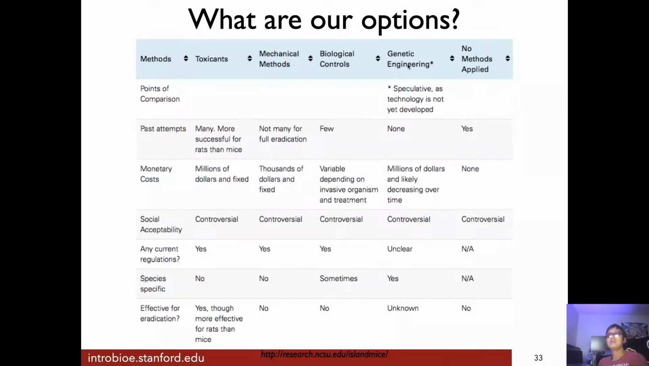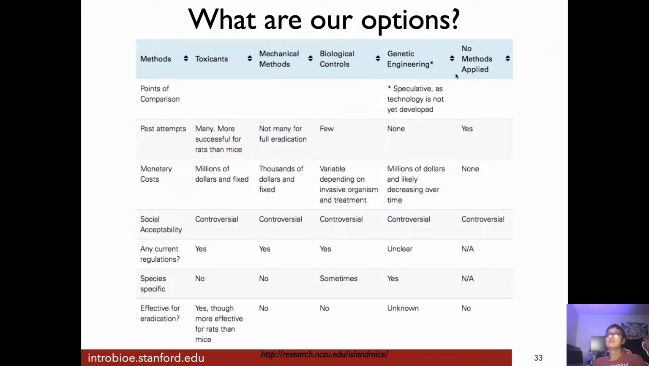What about bioengineering a mouse to breed with the invasive mice and cause the entire mouse population to go extinct? That'd be nice because I only have to get one of those mice. But what if that mouse gets off the island and then mice everywhere go extinct? That doesn't sound like a good idea. That's what's really interesting about the social acceptability row: every option is controversial.